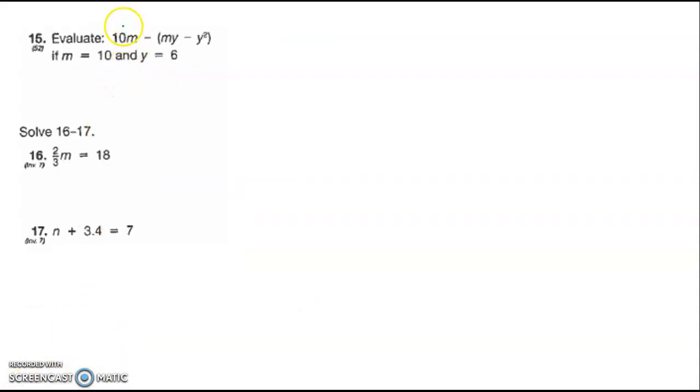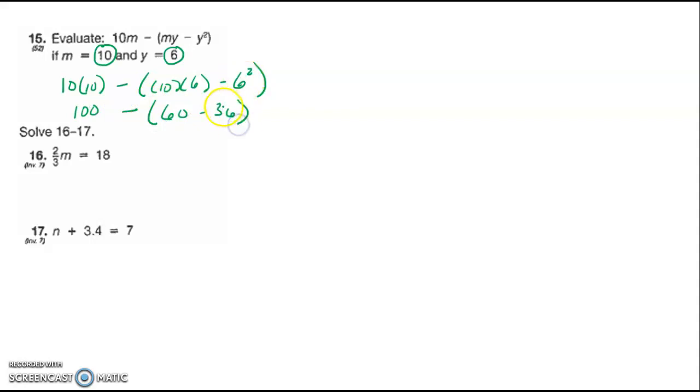Okay. Let's see. 10 times m minus this. So I'm going to start plugging in 10 and 6. So I have 10 times 10 minus 10 times 6 minus 6 squared. Okay, so this is 100 minus 60 minus 36, because this is 36, that's 60. 60 minus 36 is 24. So then I have 100 minus 24. And that is 76.